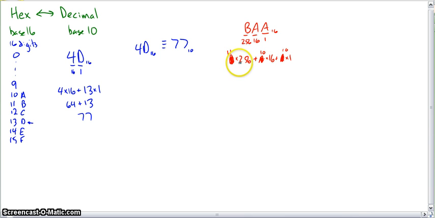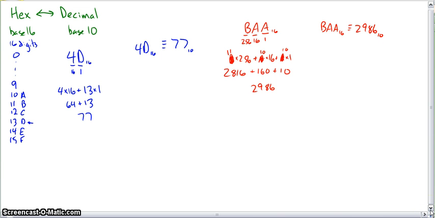So 11 times 256. Let me look because I did it before. It's 2816. And again, first one to point out any arithmetic mistakes I make will get a little bit of extra credit, so be on the lookout. Make sure you double check. So you end up with this is 2986. So BAA is equivalent to 2986 in decimal.